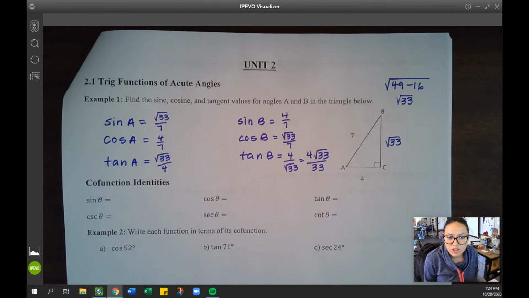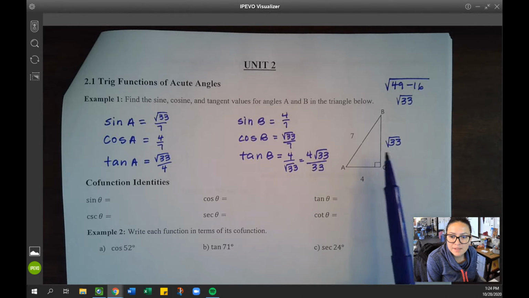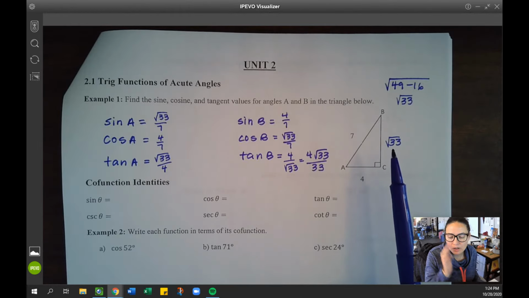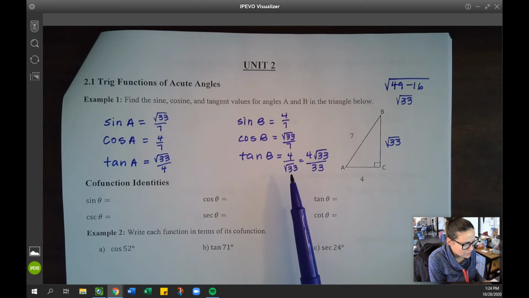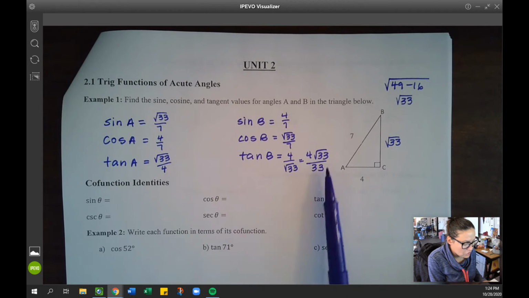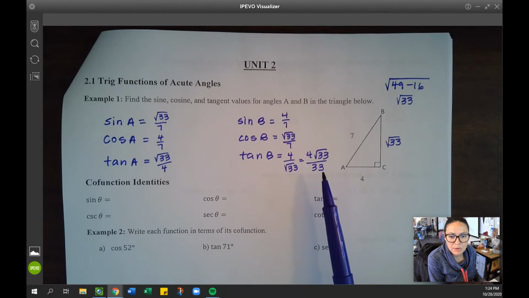All right, check over your work and see how you did here. Hopefully you used the Pythagorean theorem to find the missing side length, which gives us the square root of 33. And then we go through and do our SOHCAHTOA. Tangent B, remember you're going to have to rationalize the denominator. We can't leave it as 4 over the square root of 33. We would change it into 4 square roots of 33 over 33.